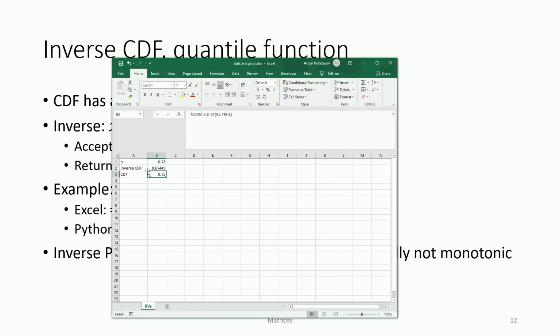By the way, what if we want to get the PDF of this point? It would be exactly the same function, but instead of true, we will say false, and that would mean it's a PDF. So let's say false. You see, so PDF is 0.31, and as we said, 0.31 is the density. It's not the probability.